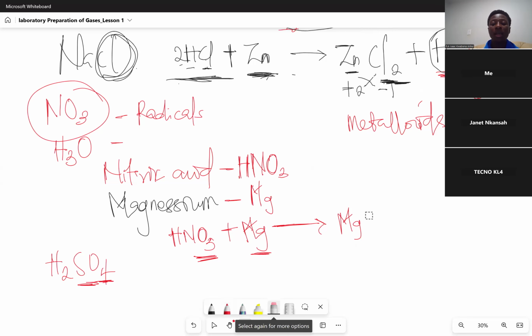So it should be Mg what? The cation will marry the anion, and the anion here is what? NO3. NO3. Yeah. So they are going to marry together.